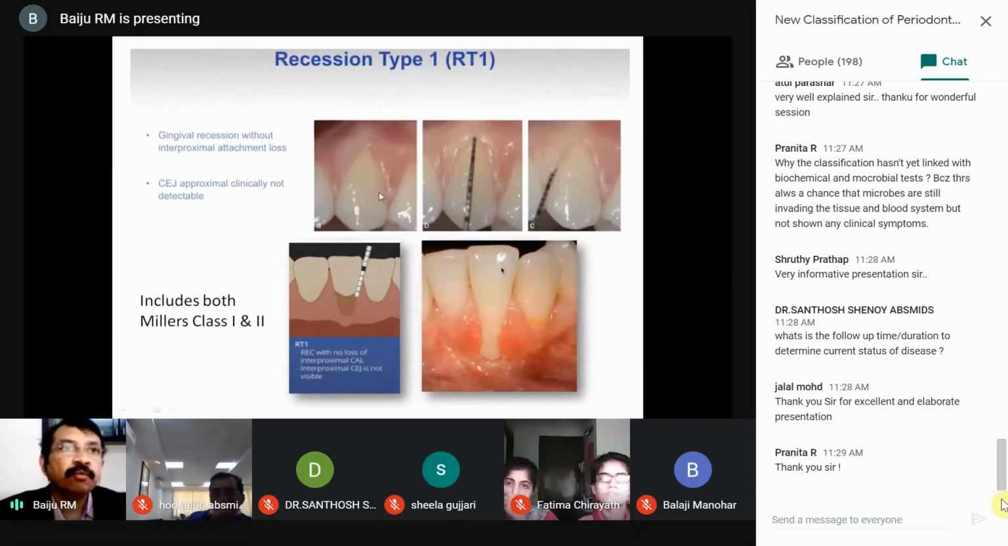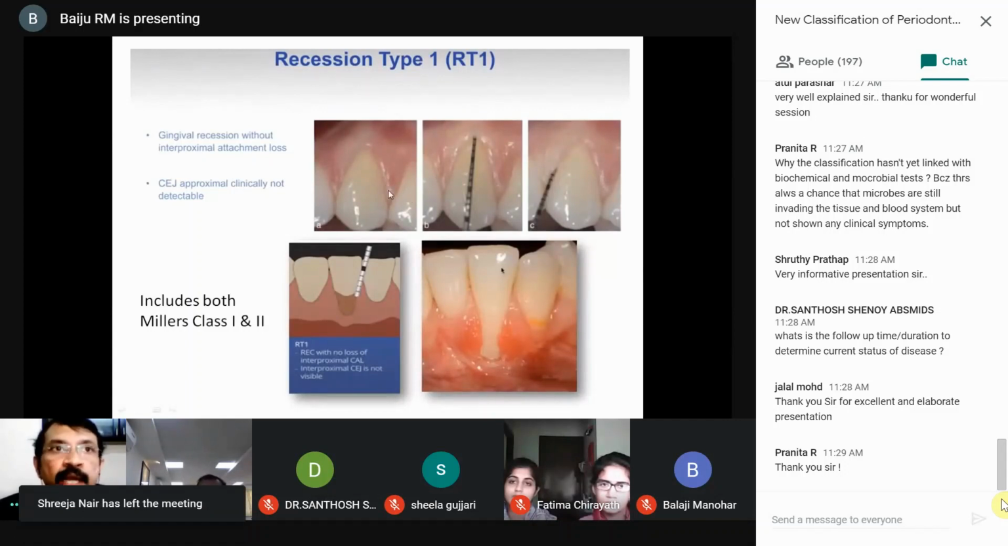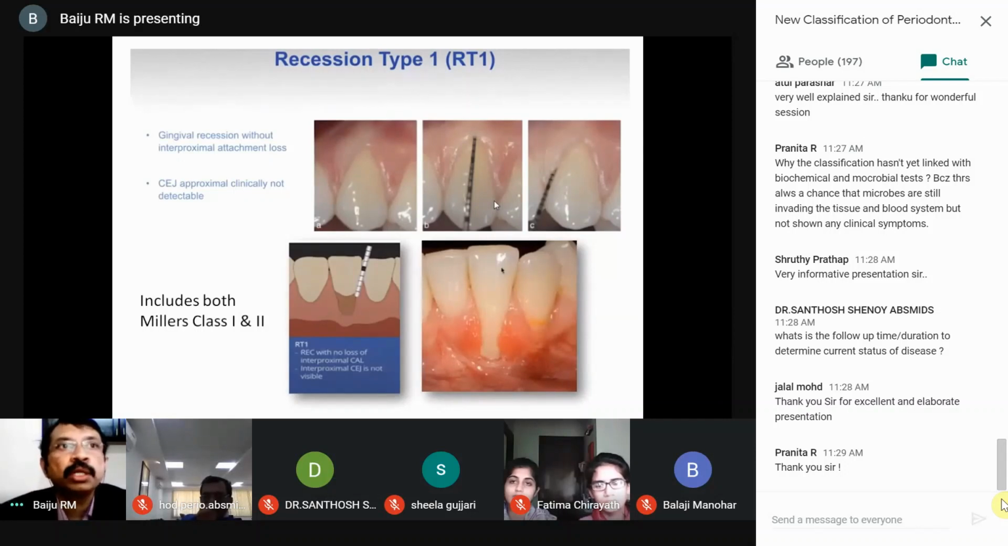So the criteria for recession classification is considering the interproximal CAL. In Miller's, it was considering interproximal bone loss or soft tissue loss. It was not specific for CAL. Either bone loss or soft tissue loss. So there was some imprecision in the Miller's classification. Also, whether it is extended to the mucogingival junction or not.